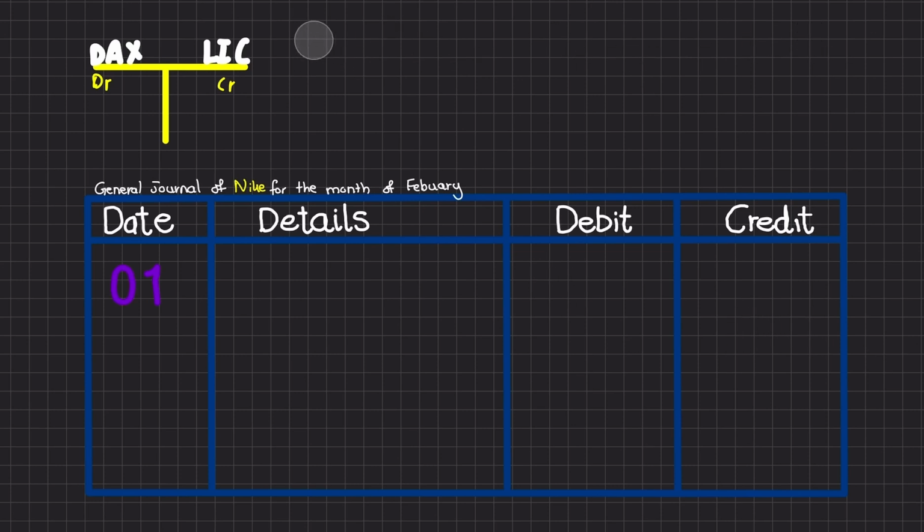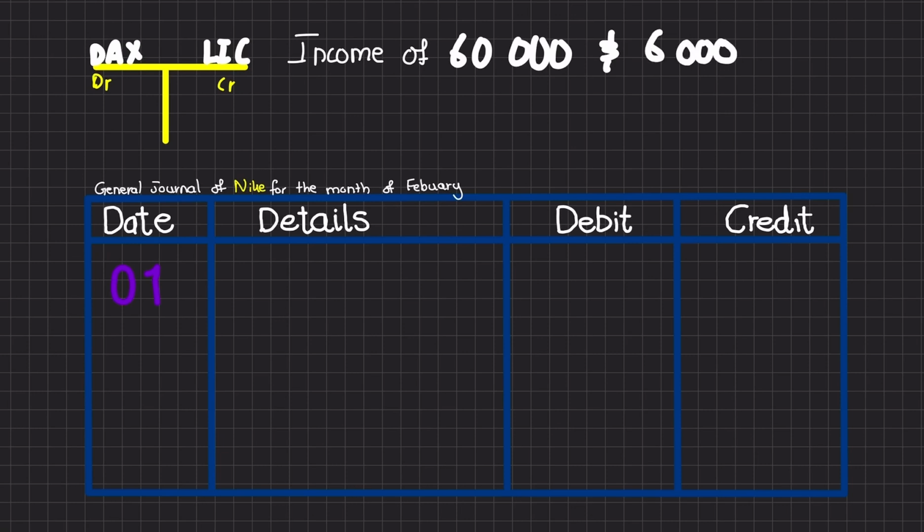Next example, we're going to have a little bit of something different. Let's say that Nike earns income of, let's say, 60,000, and 6,000 of the 60,000 was on credit. How would we then introduce this into the general journal?